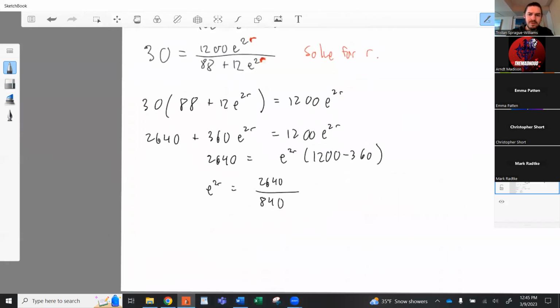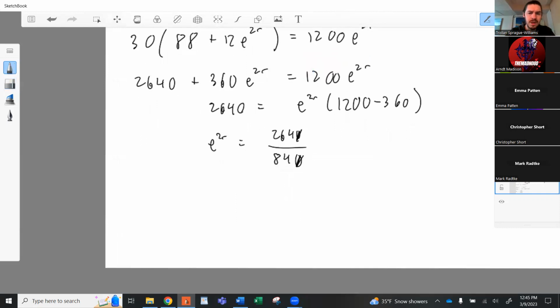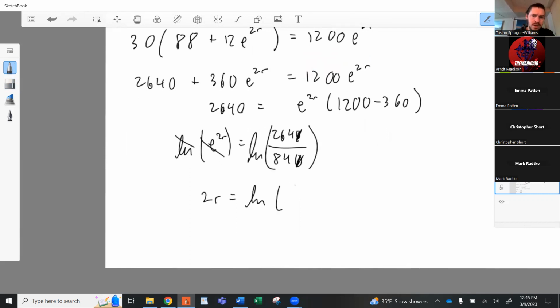So 2640 over 840, I guess we'll just drop a 0. 264 over 84, whatever. That's fine. We'll just work with that. I know we can reduce that further, but we don't need to. So now we'll log both sides, right? To cancel our exponential here. 2r equals log 264 over 84, and then divide by 2. So r equals a half of that. A half log of 264 over 84.